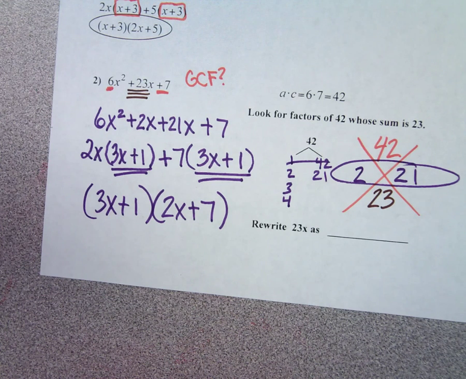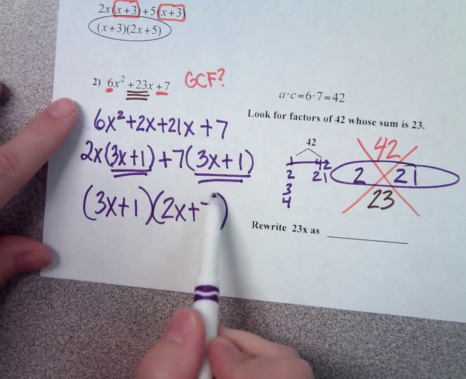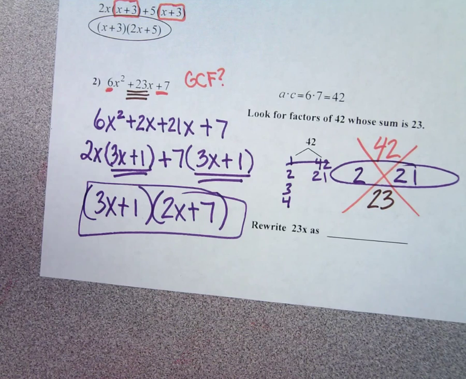21x. Keep it there. What's 1 times 2x? 2x. Does 21x and a 2x make 23x? Yes. And what's 1 times 7? 7. So as long as it double distributes to give you what you started with, then you're right. And you always do want to look for that GCF first.